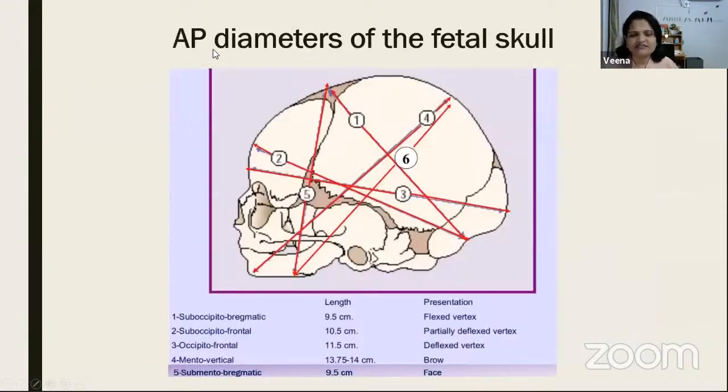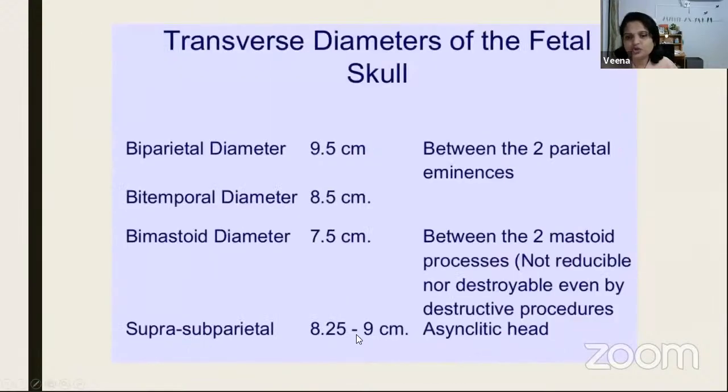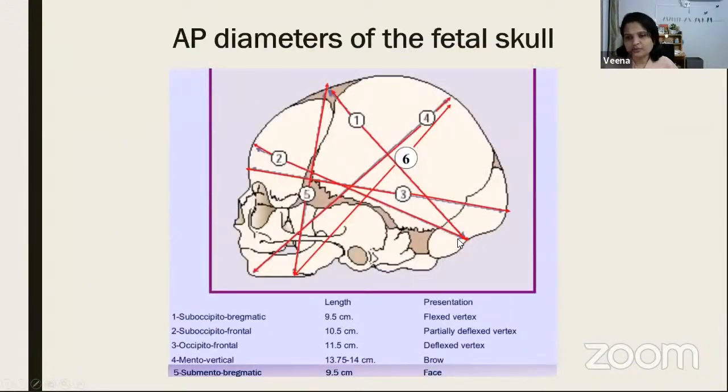Then there are different diameters of the fetal skull. You'll have to memorize them, at least these five. The suboccipitobregmatic is the most common one, which comes into play in a well flexed head. That will be 9.5 centimeters in a fully flexed vertex, which is the most common way a woman will deliver. Then we have slight deflection where the suboccipitofrontal will come into the picture.